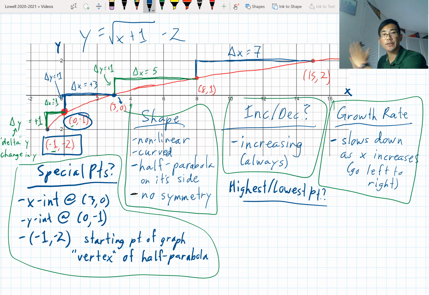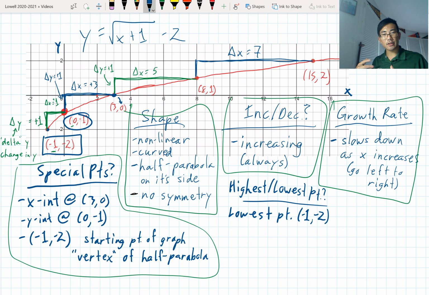And so we can actually see the lowest point, and this is where we kind of talk about how the graph, as we go left to right, is only going up. That lowest point is at that kind of starting point, that vertex. The lowest point is at -1, -2.